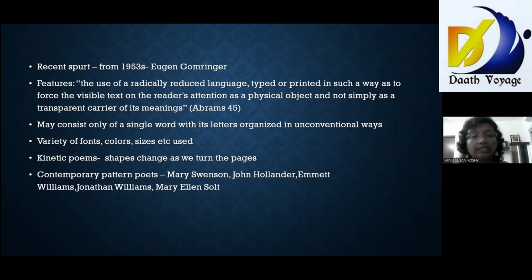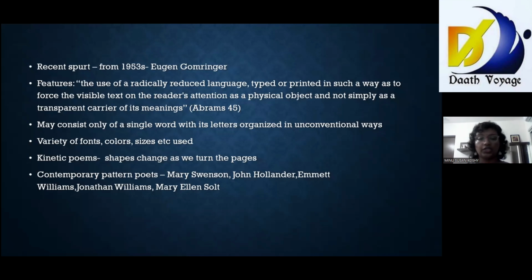Now, it could be a single word with the letters organized in such a way, or it could be a sentence, a number of sentences, or even syllables. Poets also use various fonts, colors and variations in sizes. And there are kinetic poems, where as we turn the pages, the shape of the poem changes.